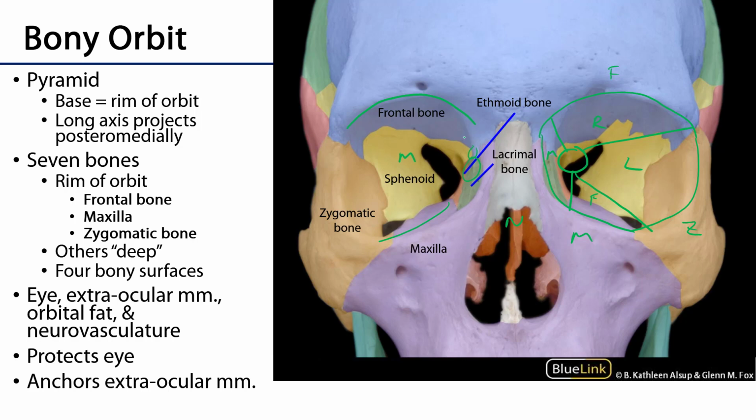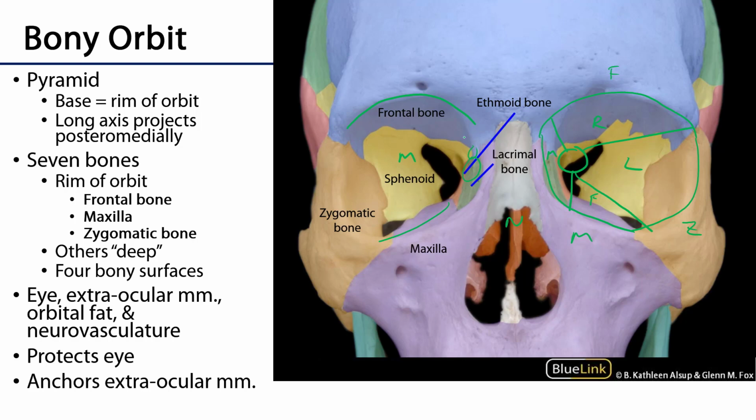The orbit serves as a location to house and protect the eye and the supportive musculature and neurovasculature. So not only will we have the eye, but we'll have the various cranial nerves 2, 3, 4, V1 and V2, as well as 6 running through the orbit.